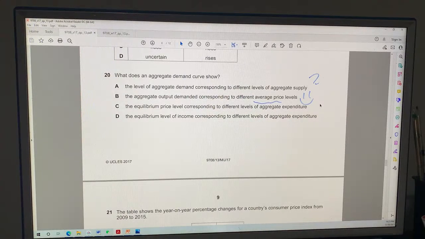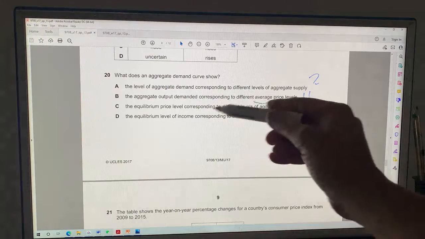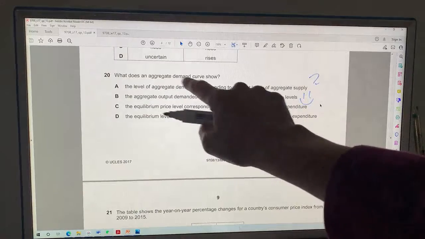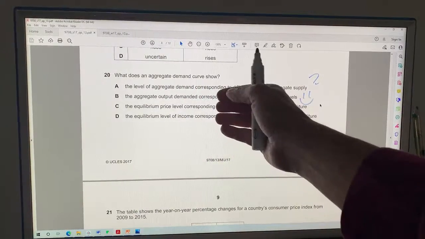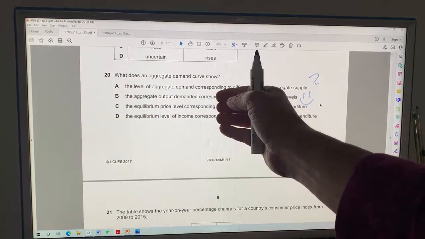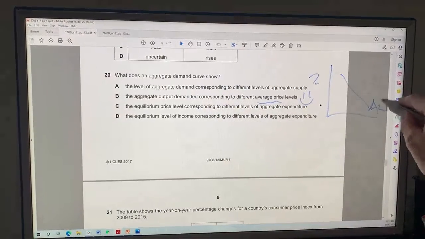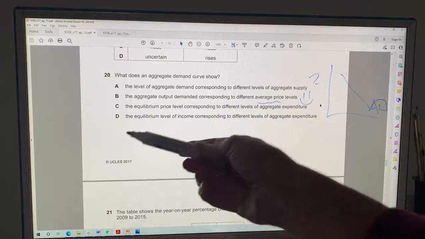C says the equilibrium price level corresponding to... No. The aggregate demand curve by itself does not tell us the equilibrium price level, right? We just have this. So C is not true.